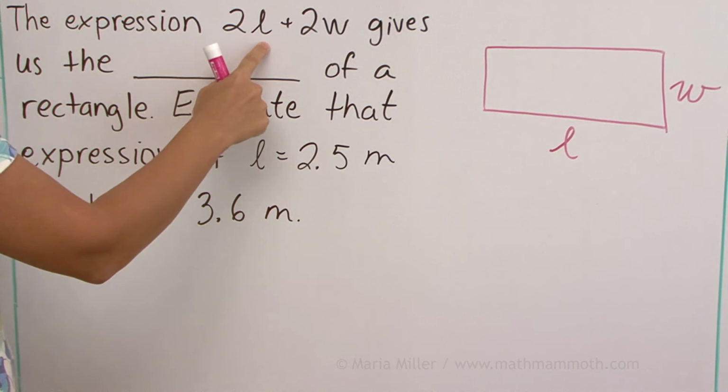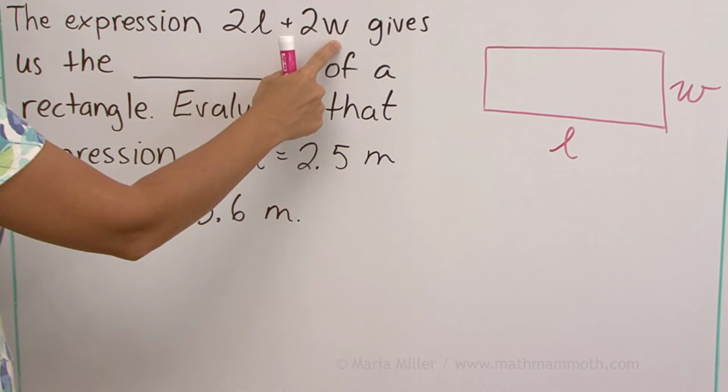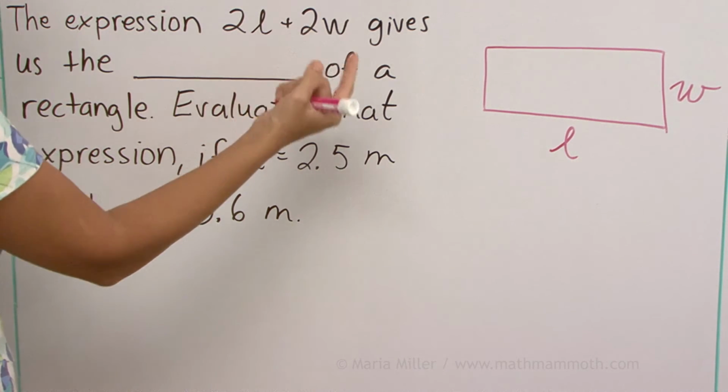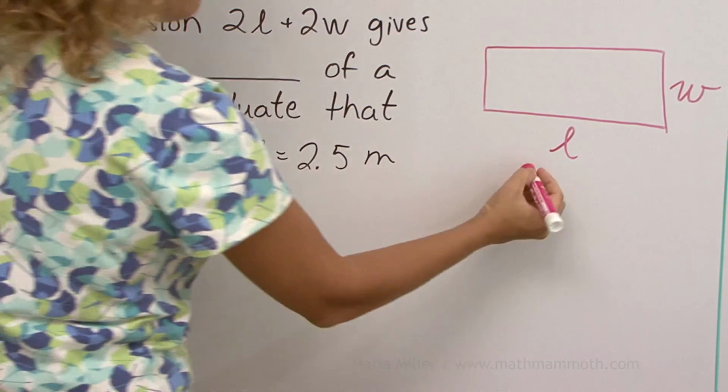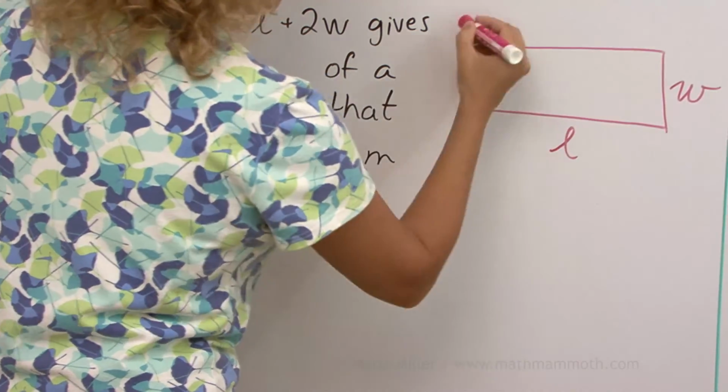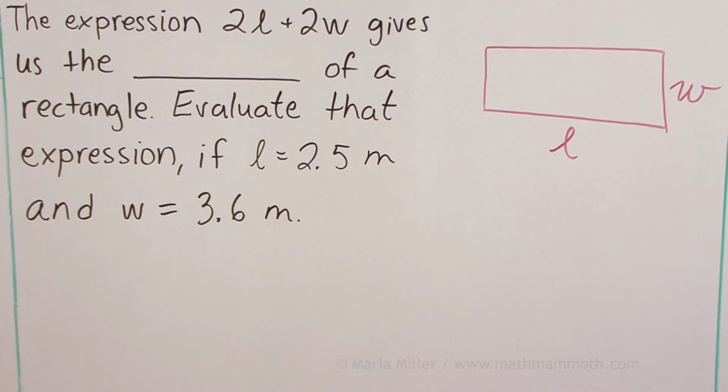2L would be L plus L. 2W is the same as W plus W. I mean, it is 2 times W, but that's the same as W plus W. So if you add L and W, you get the perimeter of the rectangle, right?